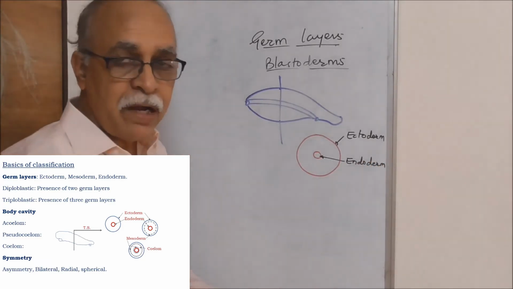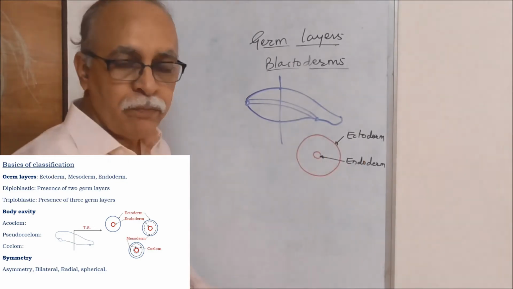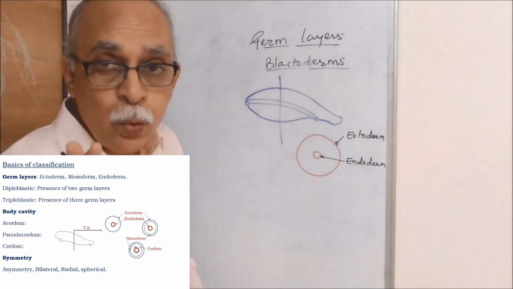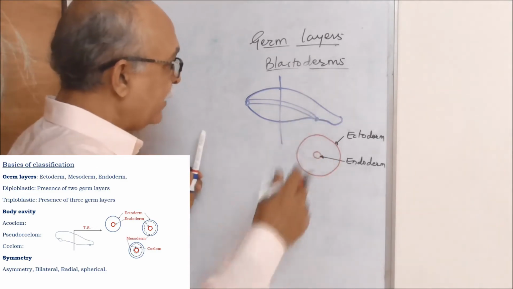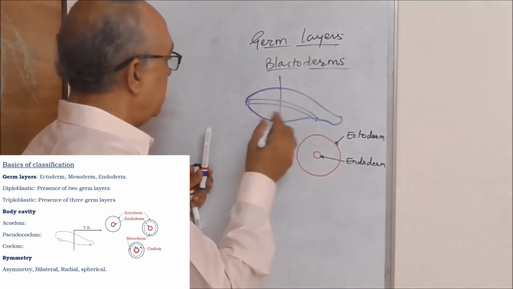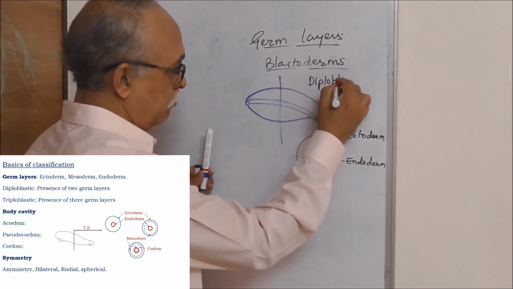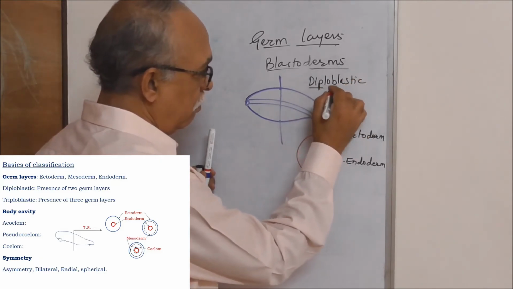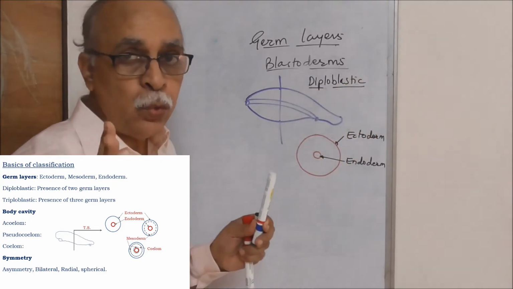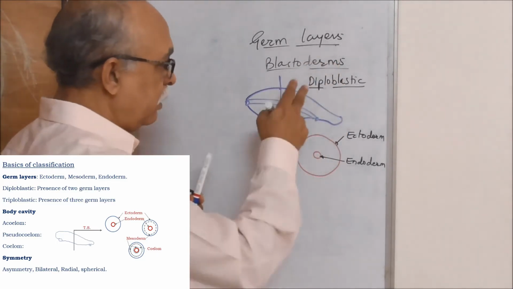Endo means inner, derma as I said means skin. So inner covering, outer covering. If only two layers are there, like what you're seeing in this figure, then that kind of organism is called diploblastic. Diplo means two. Blastic stands for blastoderms. Two blastoderms, hence the name diploblastic.